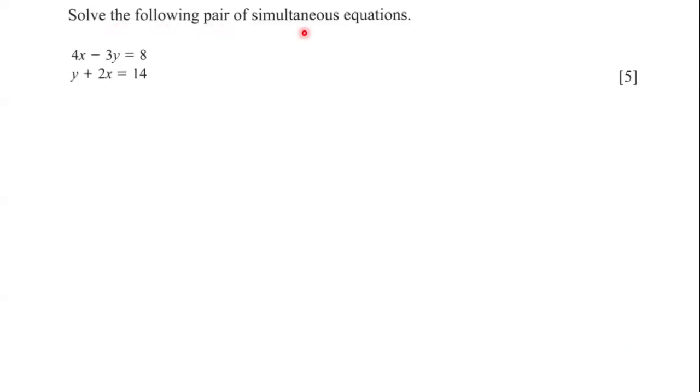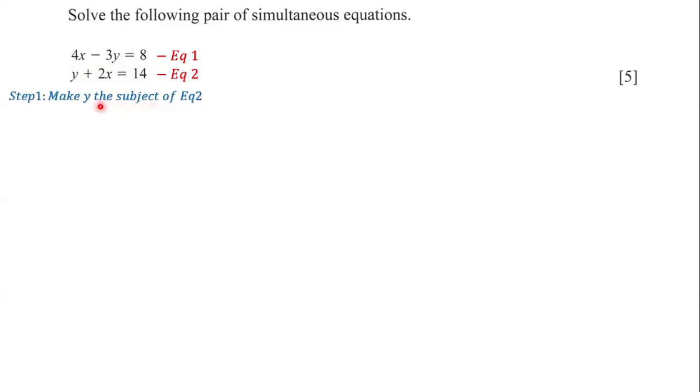Solve the following pair of simultaneous equations. Notice that we have 4x minus 3y is equal to 8, and we have y plus 2x is equal to 14. The first thing that we're going to do is call this one equation 1, and we're going to call this one equation 2.